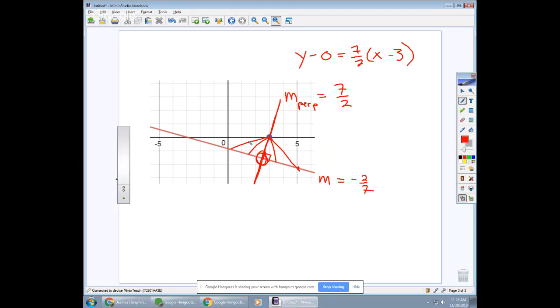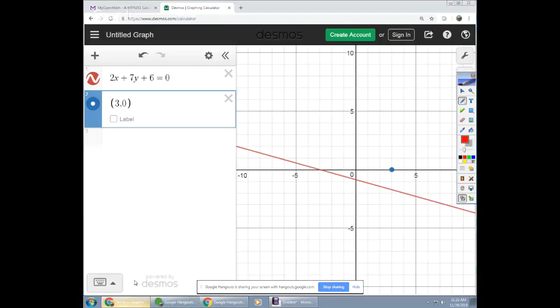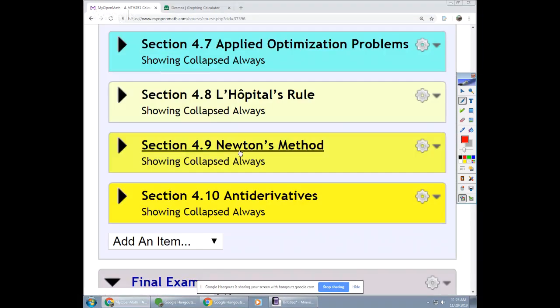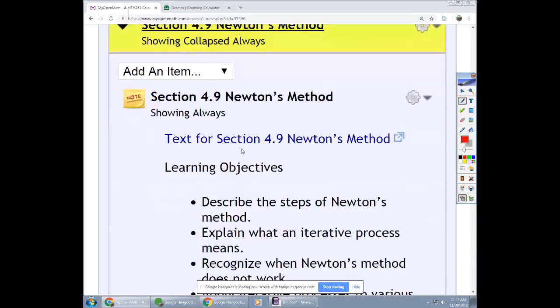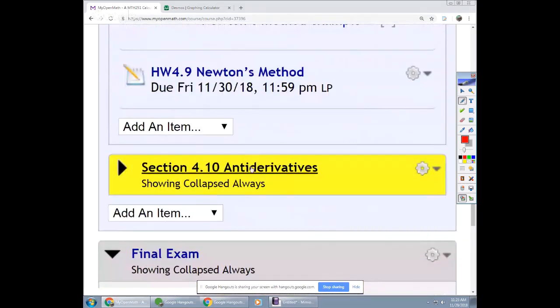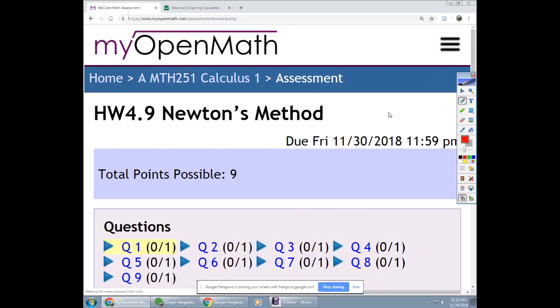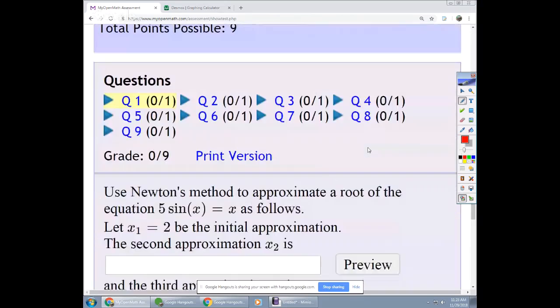Did anyone try any of the problems from Newton's method? No. Okay, then I'm going to do another Newton's method problem, and then I'm going to jump into antiderivatives, which is, you know, exciting. It's almost as fun as antimatter. Anti-calculus, antiderivatives.